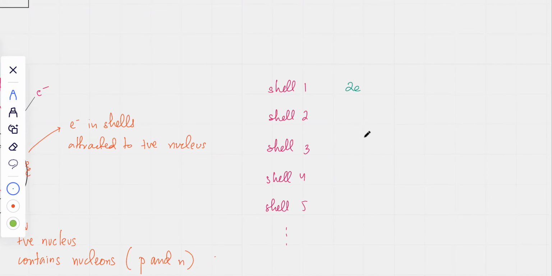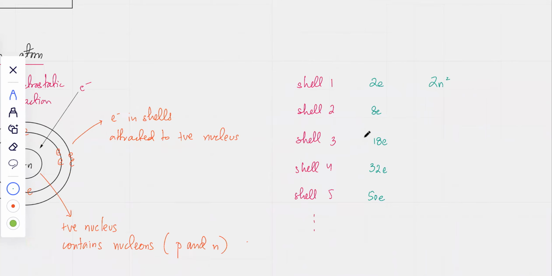What about the second shell? How many electrons does that have? 8. That's the third one. O levels use it. The third one has a maximum of 18 electrons. The fourth one has a maximum of 32 electrons. The fifth one has a maximum of 50 electrons. There's a formula which is 2n squared. You can use that, where n is the shell number.